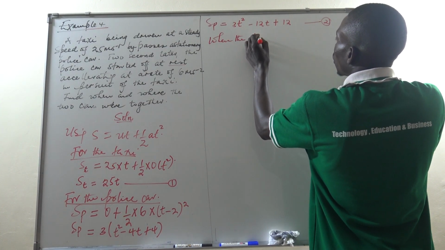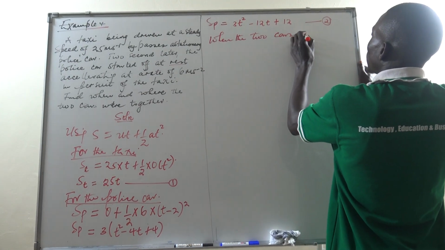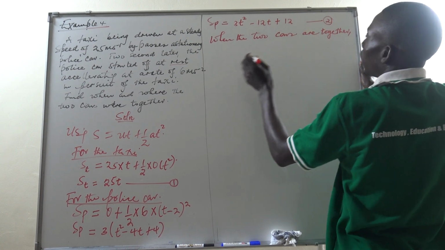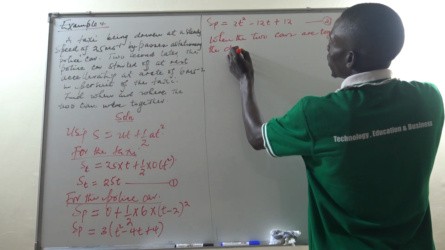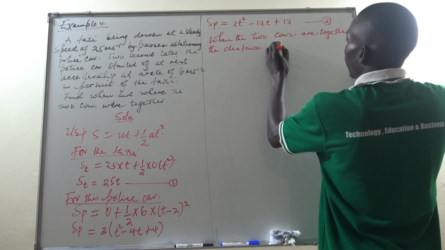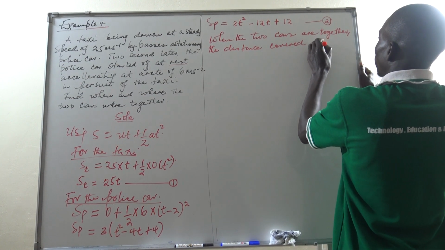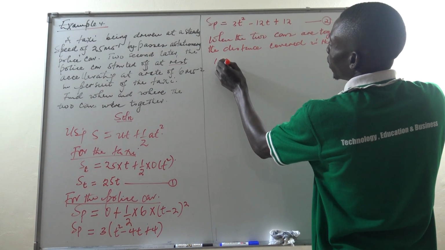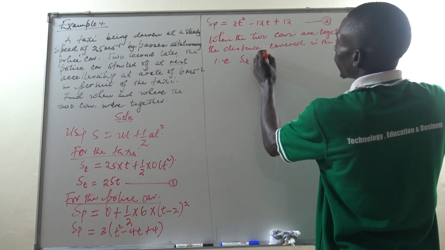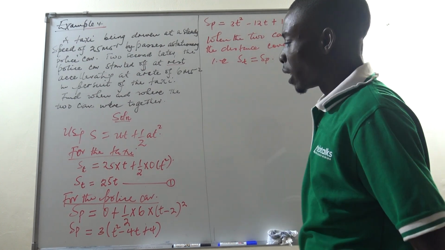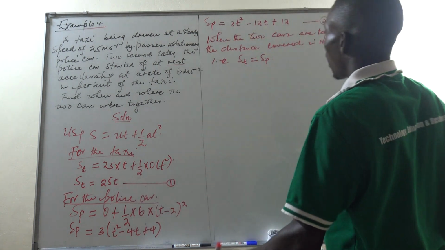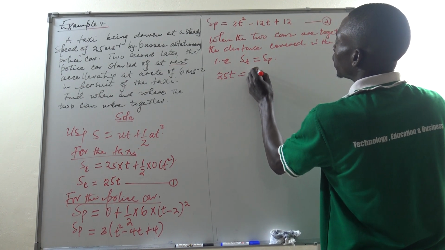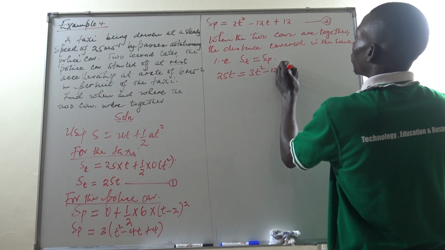When the two cars are together, the distance covered is the same. That is to say, ST equal to SB. That is what we mean there. The distance will be the same. Therefore, I have the right to say that 25t is equal to 3t squared minus 12t plus 12.